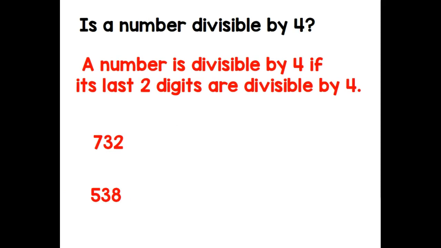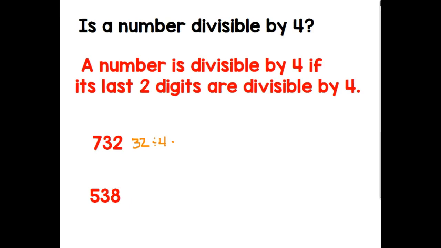The rule for 4 isn't real helpful for numbers that are under 100. You're just going to have to know your times tables for that. But if I'm working with big numbers, the rule is this. A number is divisible by 4 if its last two digits are divisible by 4. So if I'm looking at 732, well, 32 are the last two digits, right? Is 32 divisible by 4? Yes. So because 32 divides by 4, so does 732.